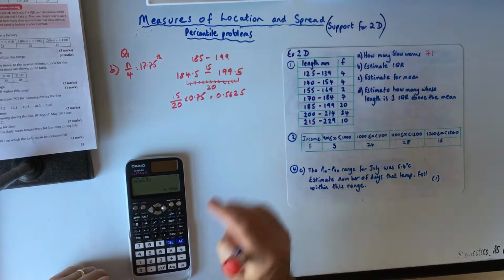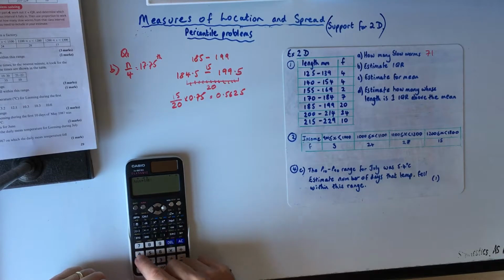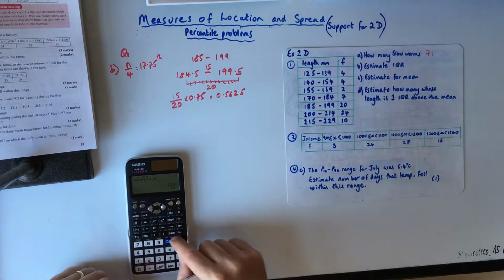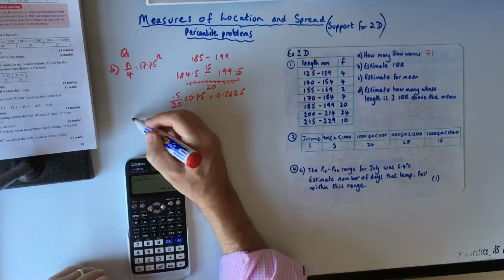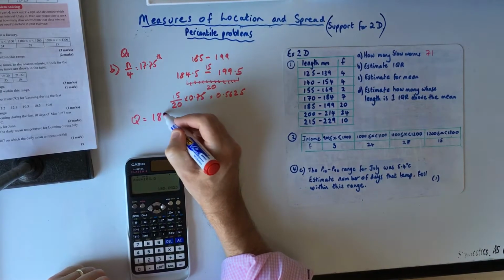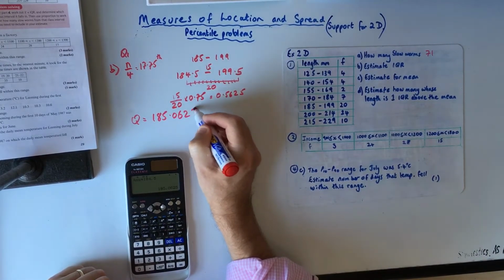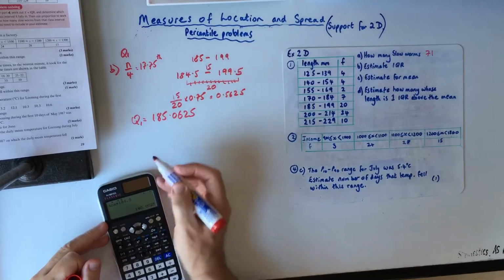And we've got to add it onto 184.5, which gives us 185.0625. So Q1 is 185.0625.